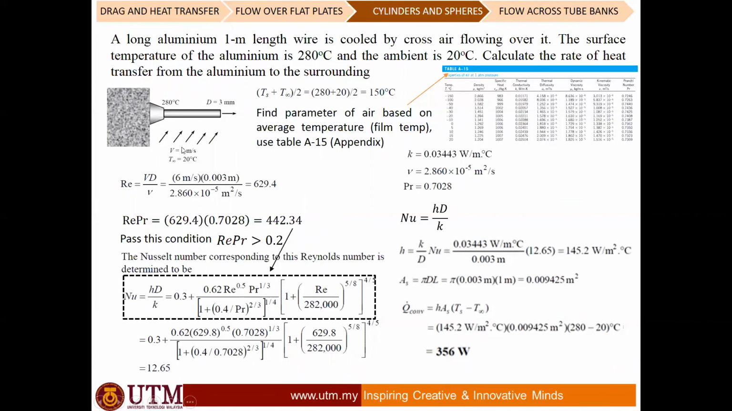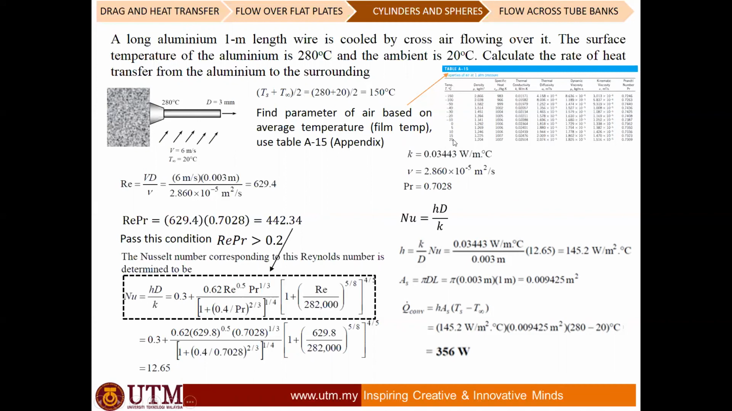First things first, we need to determine the film temperature, basically the average of the surface and the ambient. So 280 plus 20 divided by 2 is 150 degrees C. So 150 degrees C is the temperature you want to look at to find all the parameters. You want to find the k, the kinematic viscosity and the Prandtl number. So this is the table.